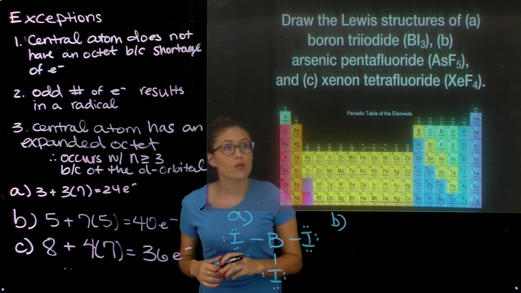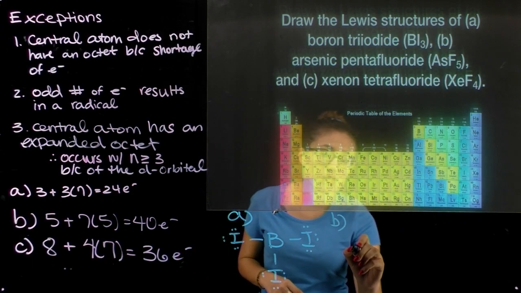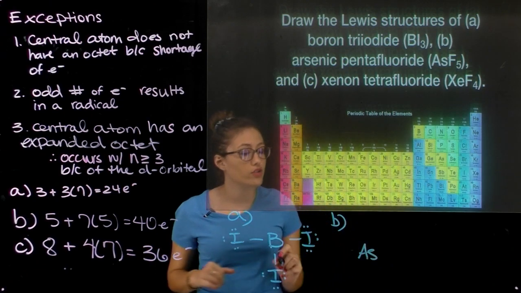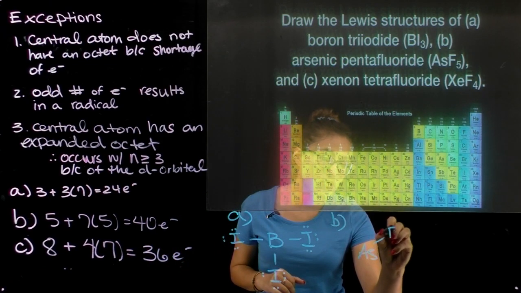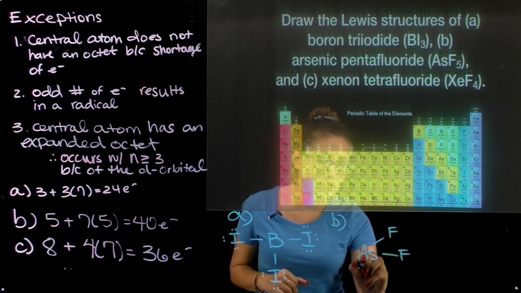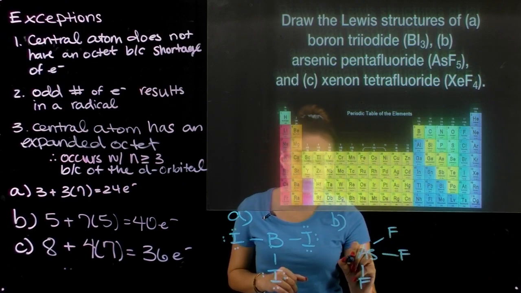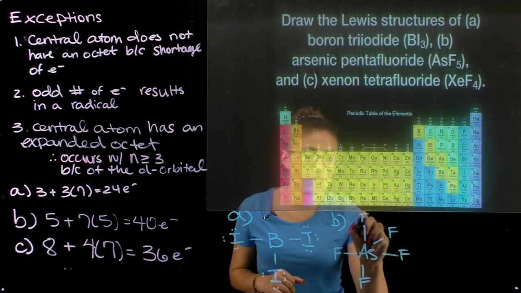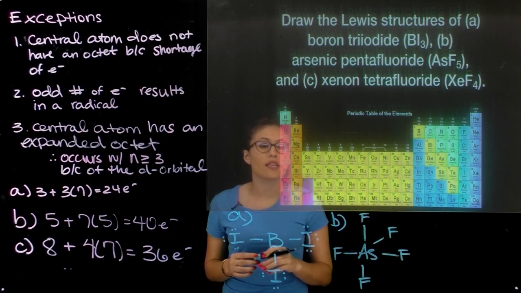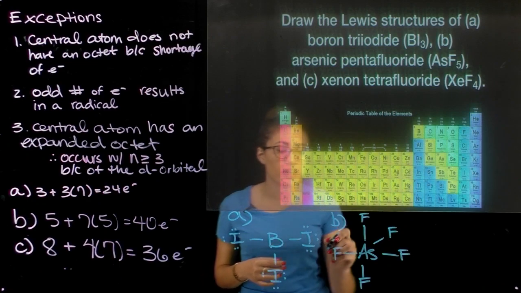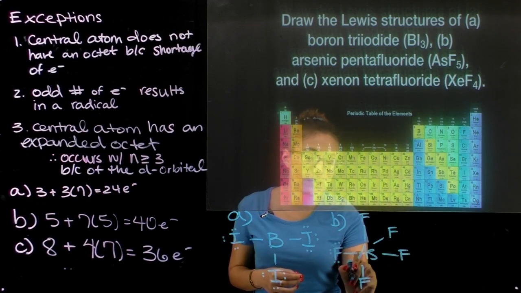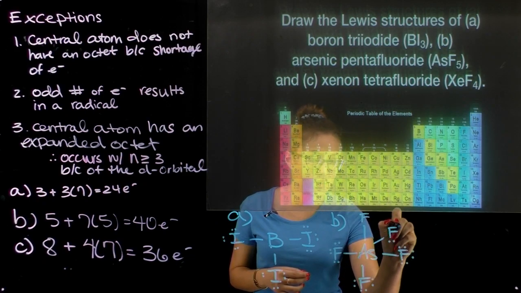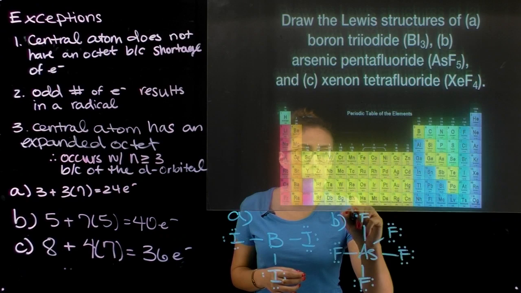So for B, we have arsenic pentafluoride. We have a total of 40 electrons to distribute. 1, 2, 3, 4, 5. So I've distributed each of my fluorine atoms, and I go ahead and complete the Lewis structure by adding my lone pairs.